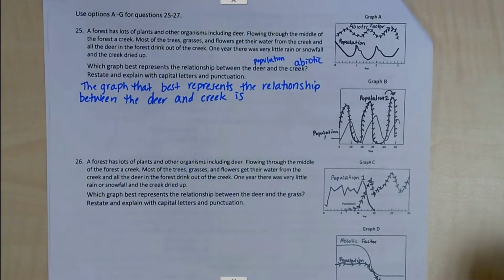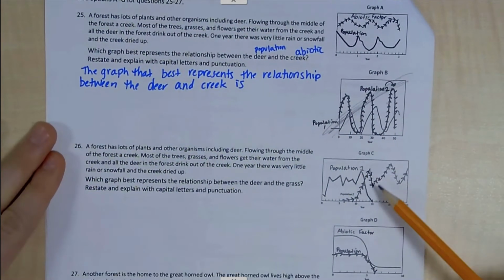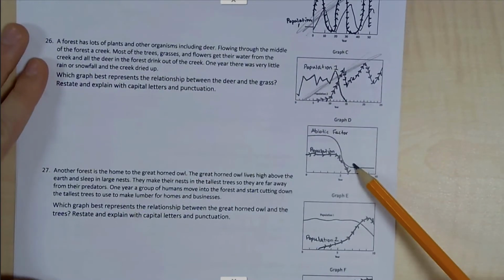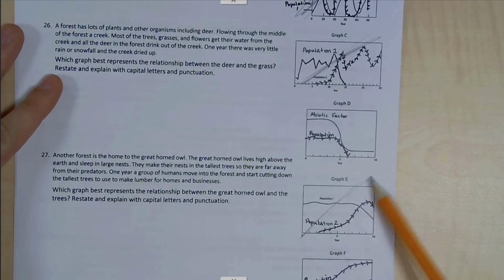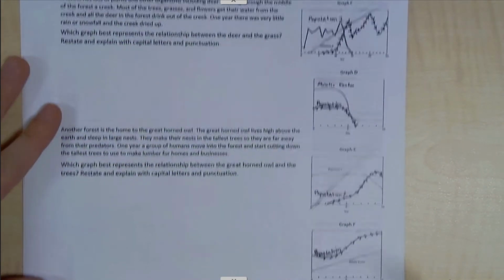You can mark it on yours if you want, but it's not this. It's not going to be graph C because that's two populations. Graph D could be. Graph E could not be because that's two populations. Graph F maybe, and then G is none of the above.